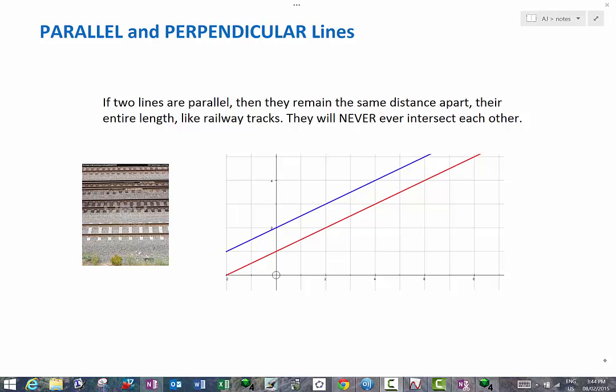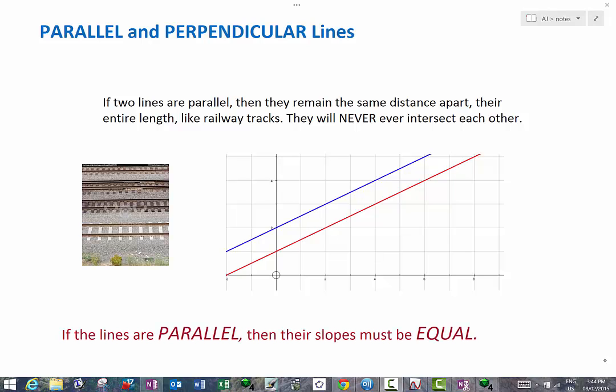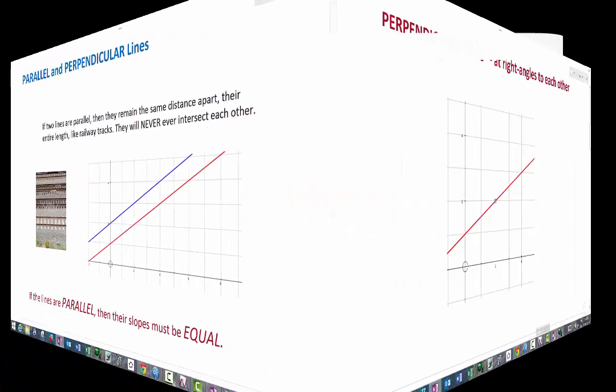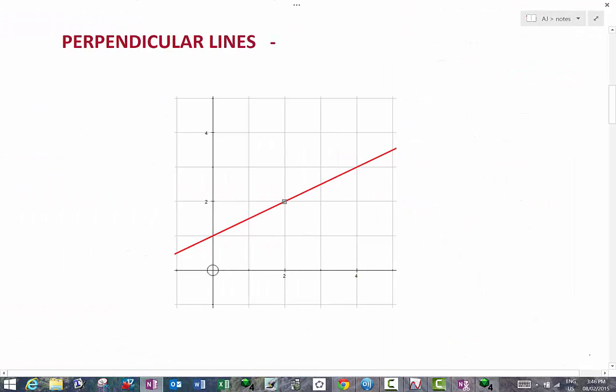Intuitively, if the lines are parallel, then their slopes must be equal. Dealing with perpendicular lines is a little bit more problematic and needs some time to explain. Perpendicular simply means that the lines are at right angles to each other.